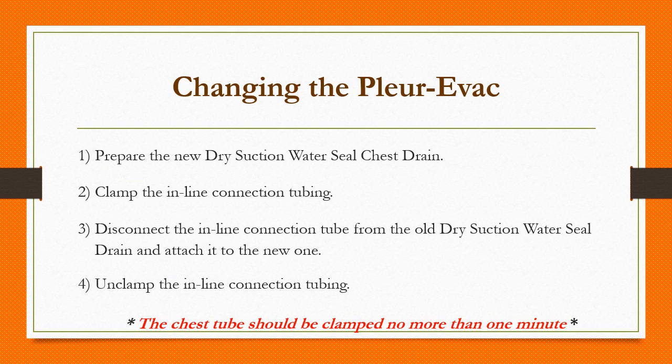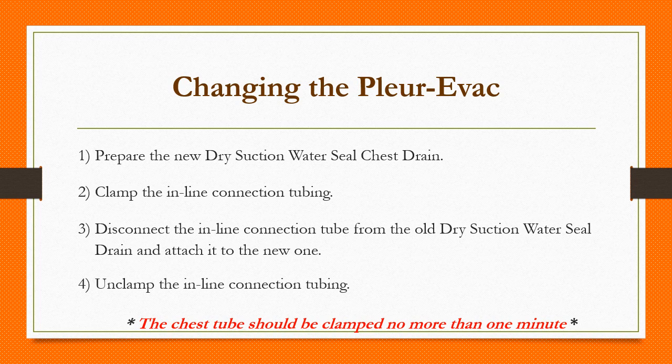You will need to change the dry suction water seal chest drainage system when the collection chamber is full. The locking inline patient tube connector provides a convenient system for this replacement. You will need to begin by preparing a new dry suction water seal chest drainage system following the steps previously described in this presentation. When your new collection container is prepared and ready, clamp the inline connection tubing using the slide clamp provided on the inline connector.